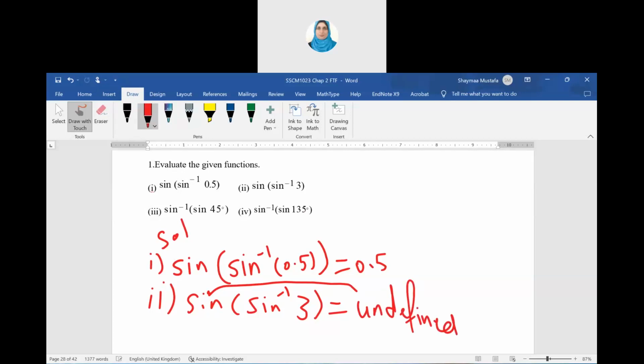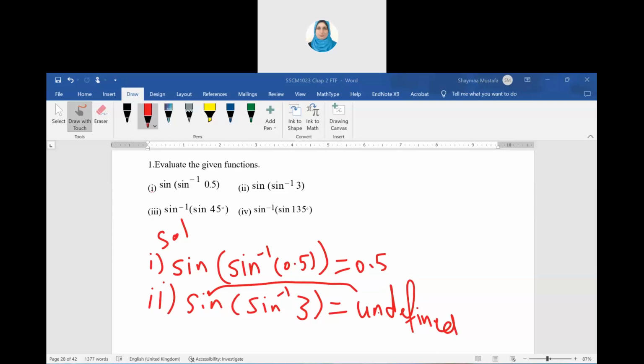So all those who, yes, it is a math error. You cannot define this function because 3 is not within the range of sine. So those who write 3 need to be careful.